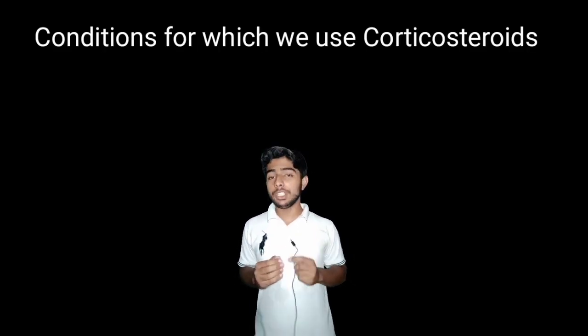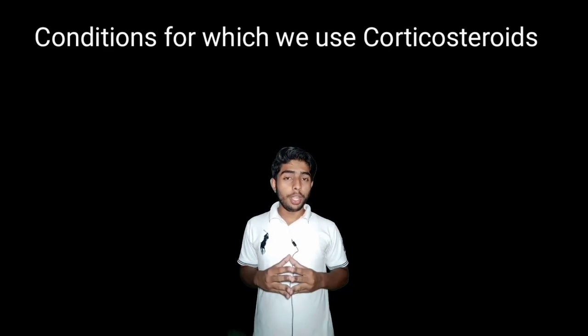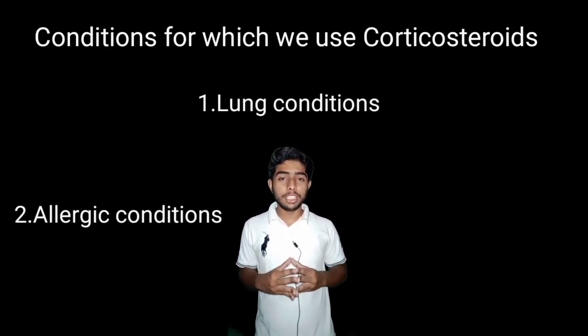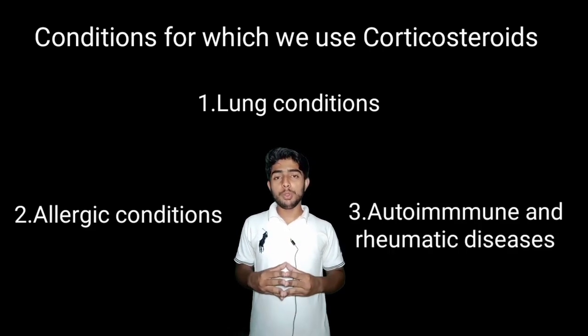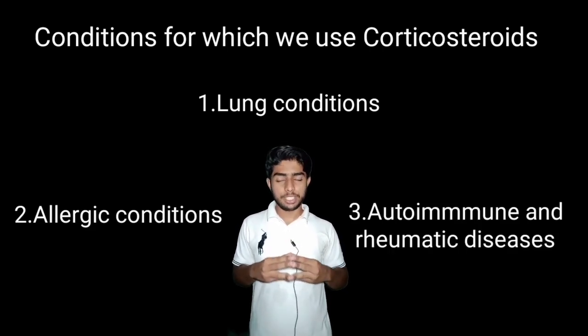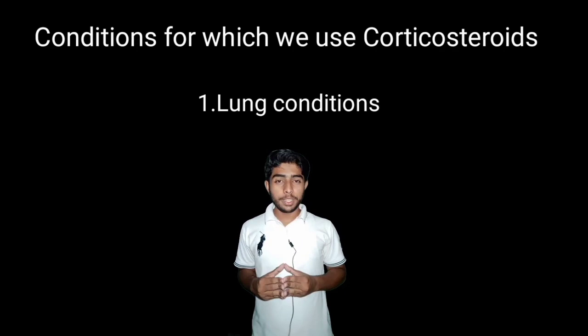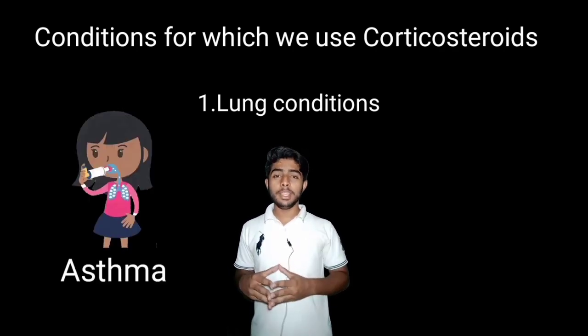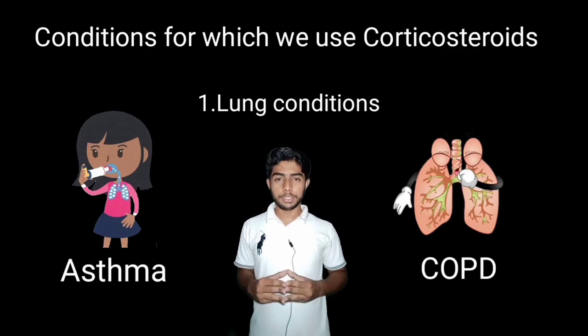There are basically three most important conditions for which we use corticosteroidal drugs, which are lung conditions, allergic conditions, and autoimmune or rheumatic diseases. The most important lung conditions for which we use corticosteroidal drugs are asthma and chronic obstructive pulmonary disease.